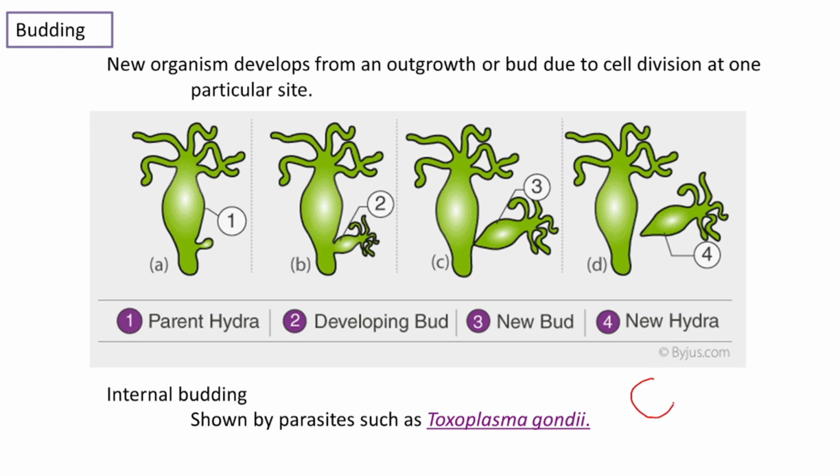That protozoan, through budding, develops so many spores inside its body, and later these spores come out by rupturing the parent cell. This is the process that happens in the case of Toxoplasma gondii. This is an example of internal budding.